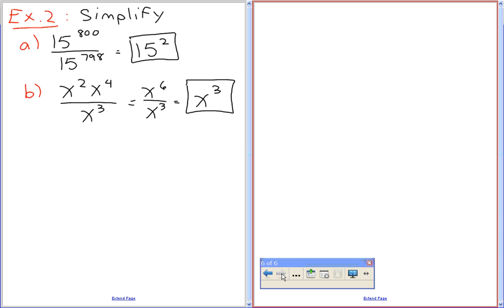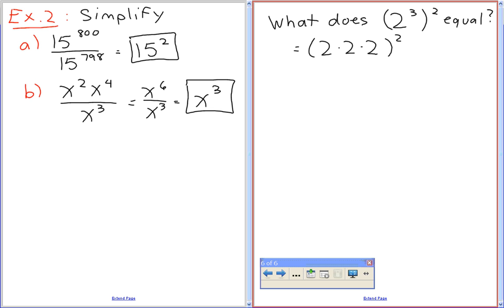This one says, what does 2 cubed, squared equal? Okay, you're saying so, yeah, it's going to be 2 to the 6. Let's write it out in expanded form. Aiden, what does 2 cubed mean? Let's do that math. 2 cubed is just 2 times 2 times 2. We're going to square that.